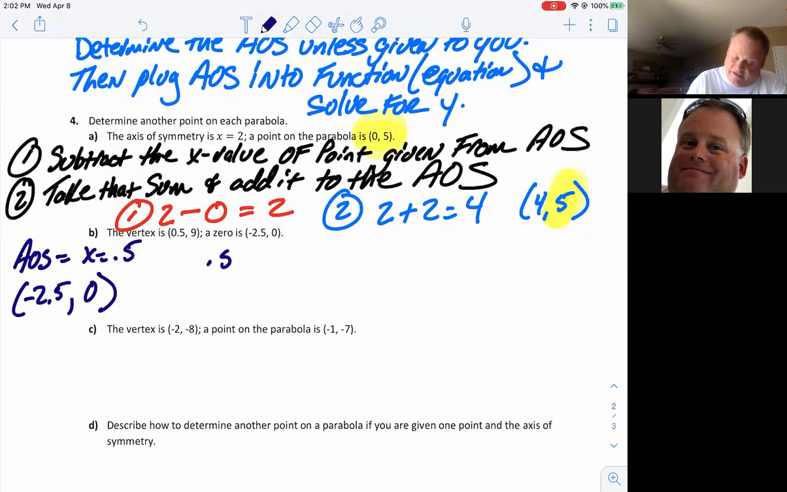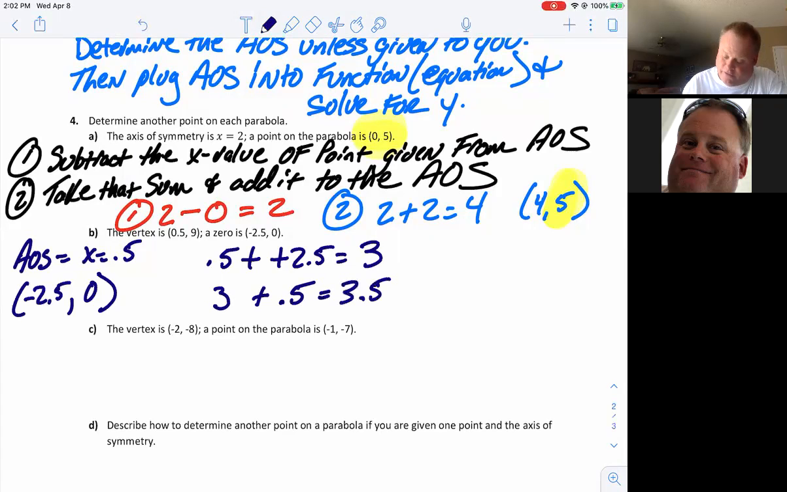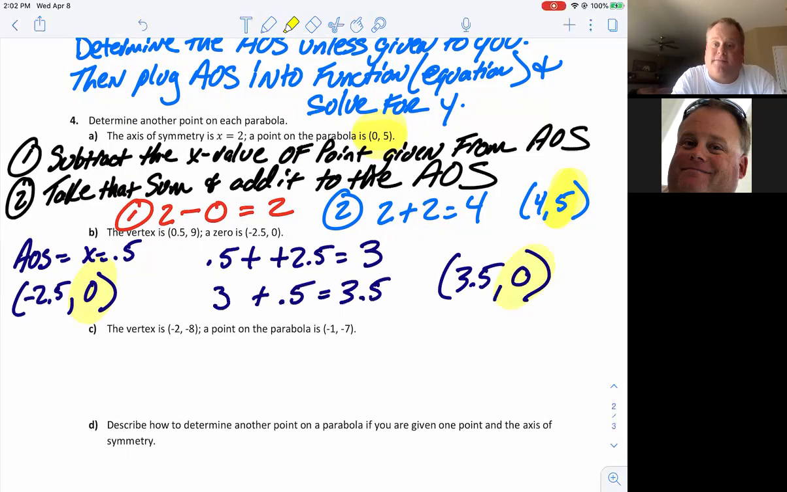So take 0.5 minus the other point, -2.5. Well, 2 negatives make a positive, so that becomes 3. Take that sum, 3, and add it to the AOS, 0.5, which gives me 3.5. So my new point is going to be at 3.5, 0. And the 0 comes from the fact that the y value of the point I used was 0. So that y value has to match at 0.